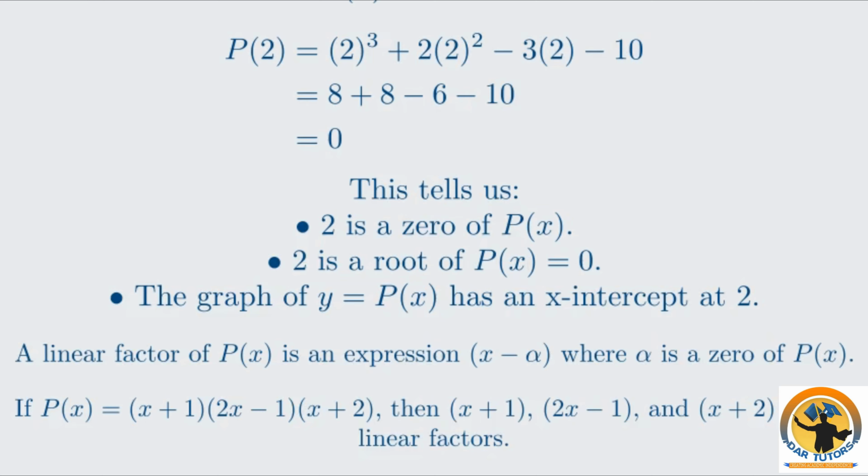So to recap, a zero is a value that makes the polynomial 0, a root is a solution to the polynomial equation, and a factor is an expression that divides the polynomial evenly. They are all closely related concepts. Let's practice finding zeros. Our objective here is to find the zeros of a polynomial, which means solving the equation p of x equals 0.